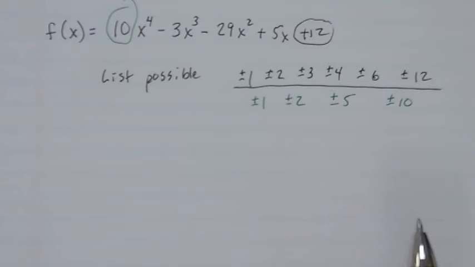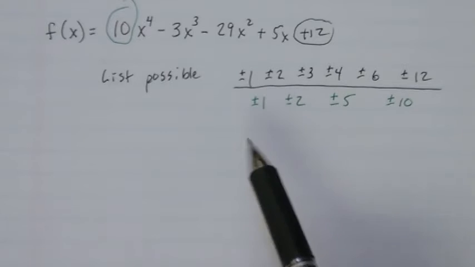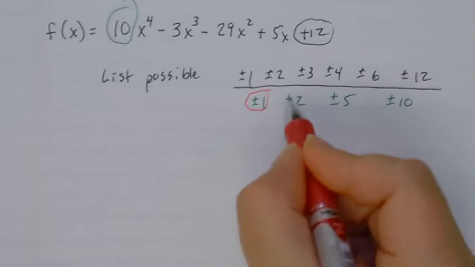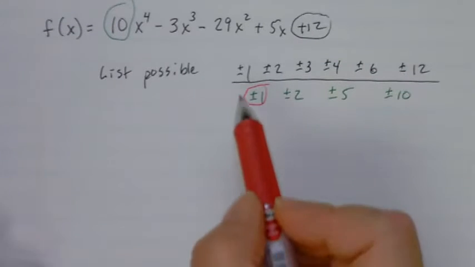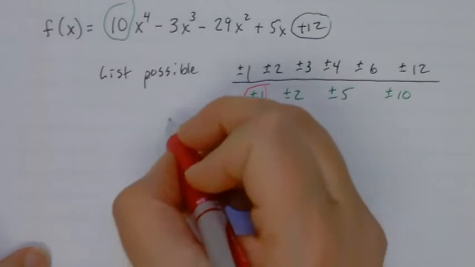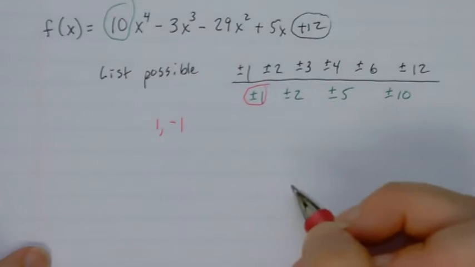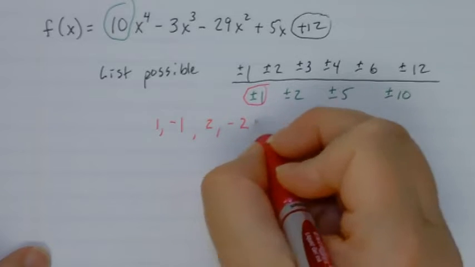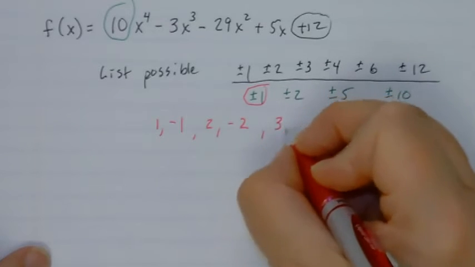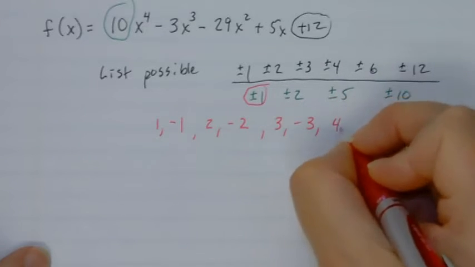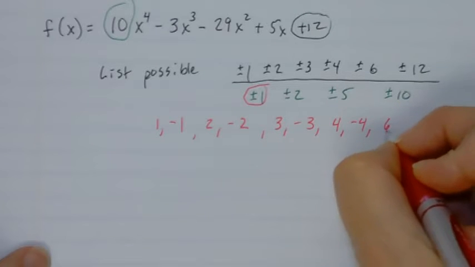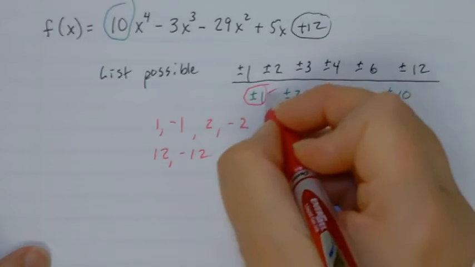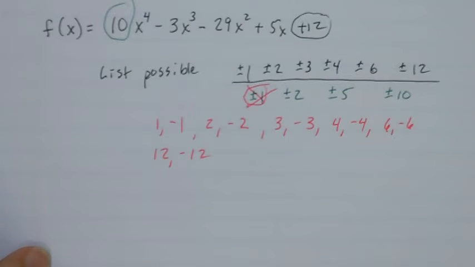So I have a lot more dividing to do this time because this number down here is not just 1. So I'm going to kind of cycle through. I'm going to start by just doing this number first. I'm going to divide everything by that number and see which ones I come up with. 1 divided by 1 would give me 1 and negative 1. 2 divided by 1 would give me 2 and negative 2. 3 divided by 1 is 3 and negative 3. I would have 4 and negative 4, 6 and negative 6, and 12 and negative 12. So I've exhausted all the options when I divide by 1.